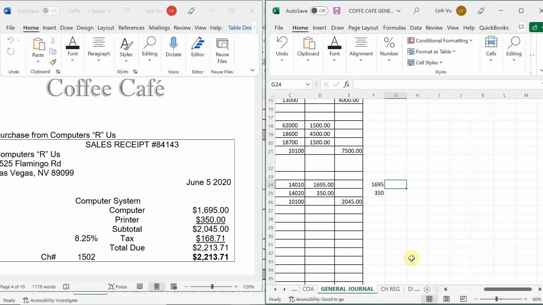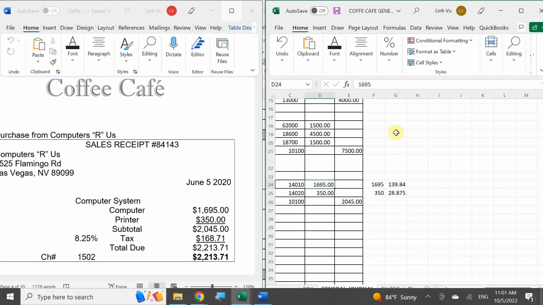So let's go ahead and do that math real quick, okay? So if I were to go ahead and do 1695 times 0.825%, how much tax is going to be for my computer? 139.84. Okay. What about my printer? $28.88. Okay, well, let's take a look. Let's go ahead and plug those numbers in.